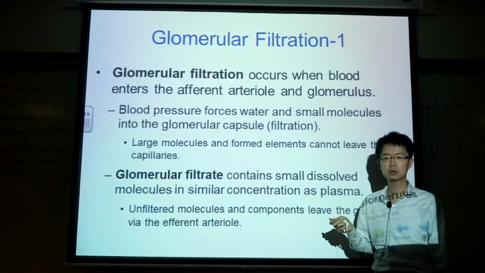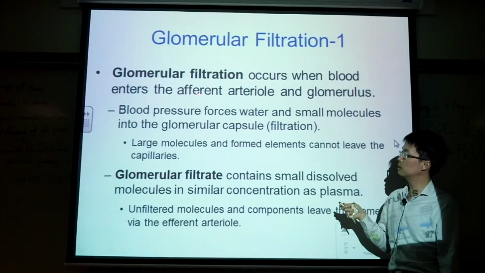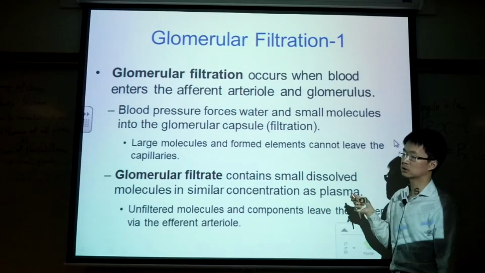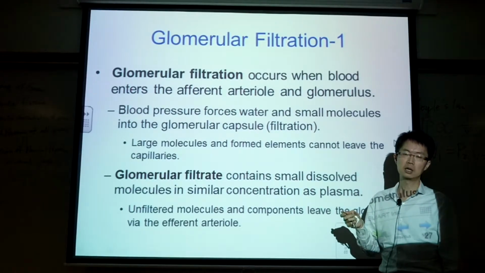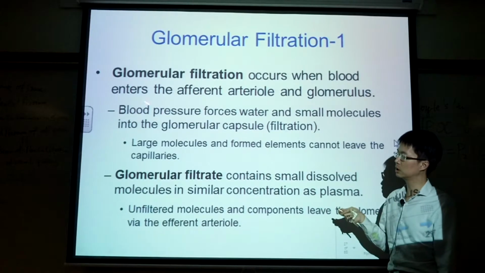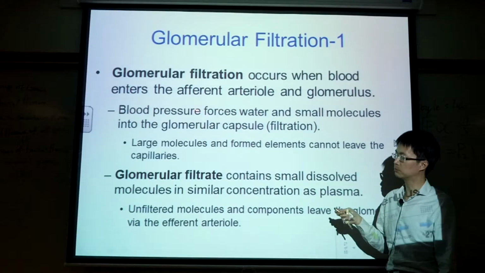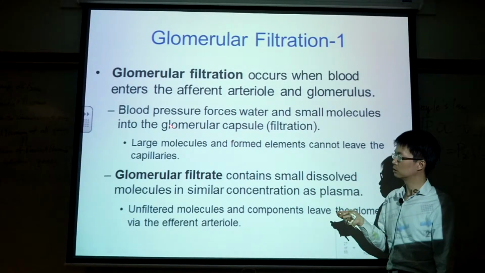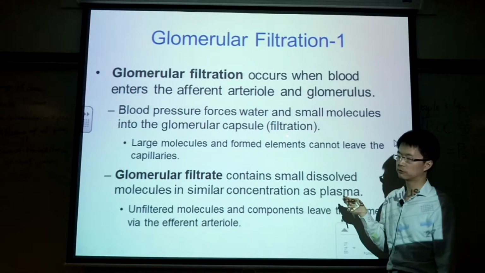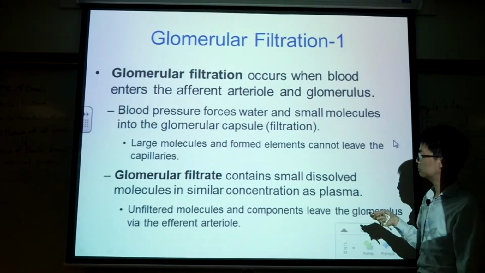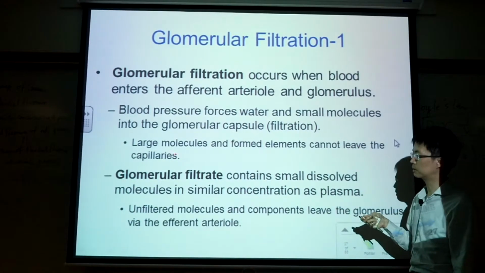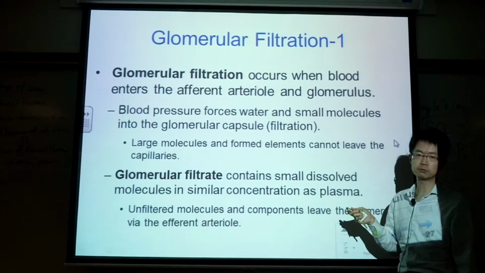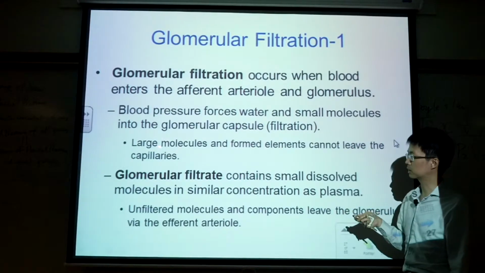I mentioned before the afferent arteriole has a larger diameter. But the exit of the glomerulus is the efferent arteriole, which has a smaller diameter that creates a positive pressure. This is what it means, the positive blood pressure here. It forces water and smaller molecules to go into the Bowman capsule. Therefore, we call this filtration. Larger molecules and formed elements cannot leave the capillary. Large molecules, for example, protein. Formed elements, for example, blood cells, cannot go through the capillaries.